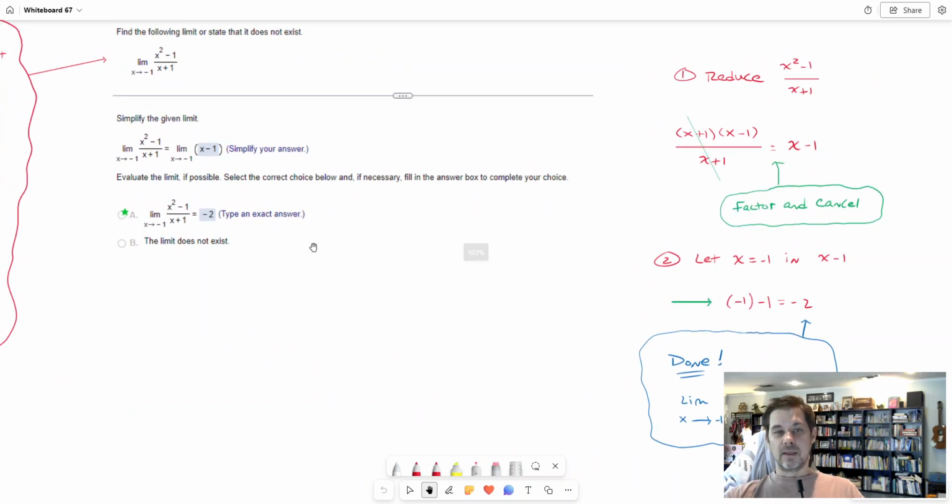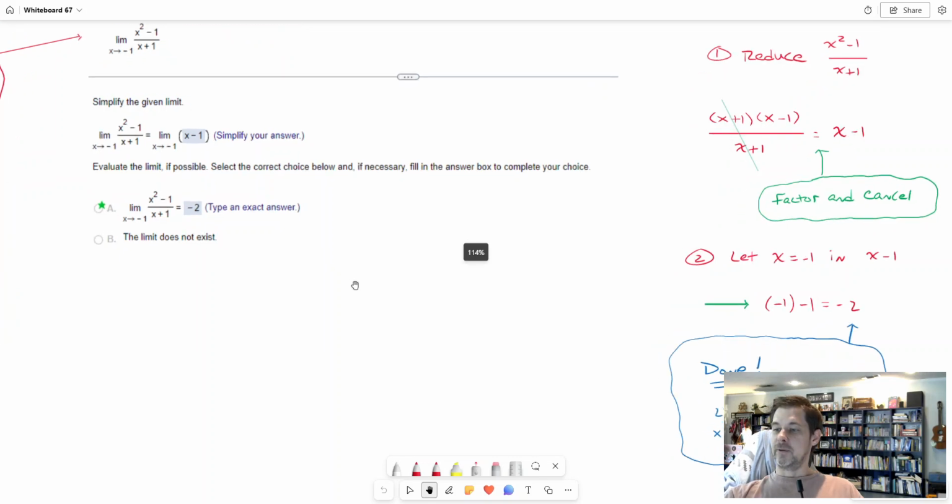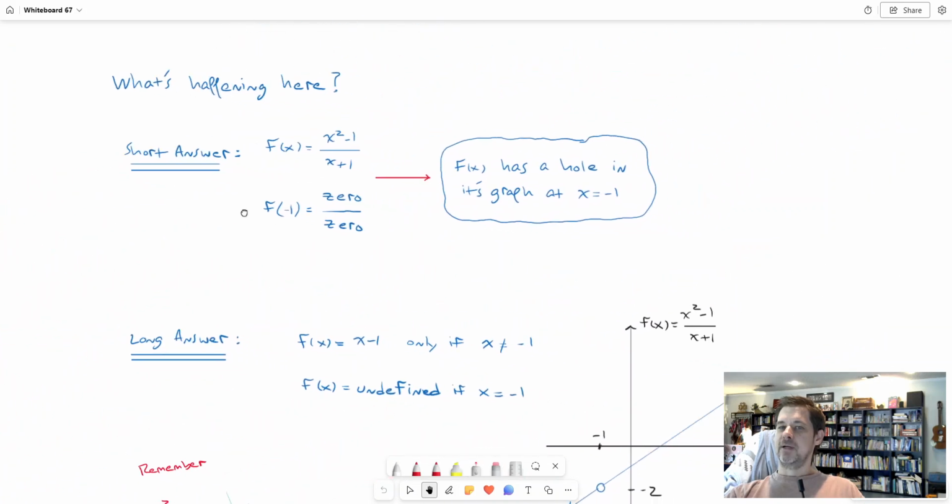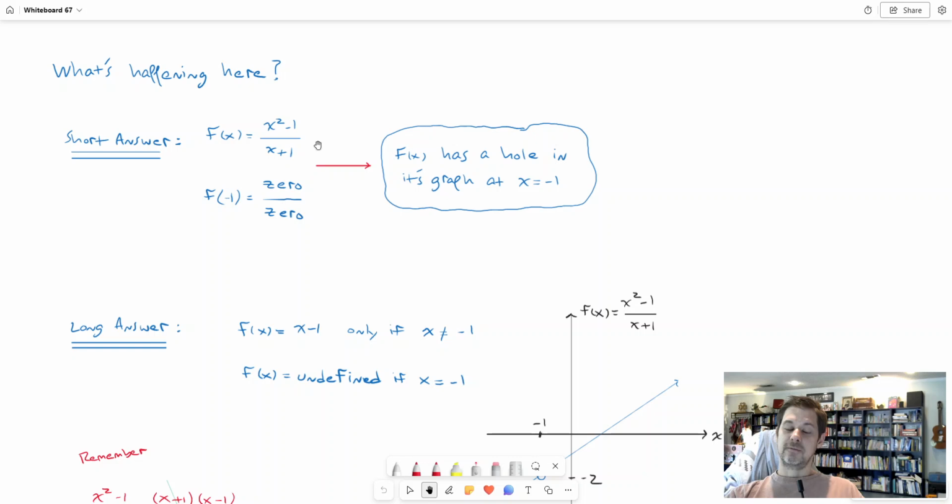Now, I think it deserves some follow-up questions now that I showed you how to work it. I want you to consider, and hopefully at the end of the video understand, what's happening here. The short answer is that the function we're given to start, in order to do this limit, has a hole in the graph at negative 1. And that's all because when you have this function and you let x be negative 1, if you calculate f of negative 1, you get 0 over 0.